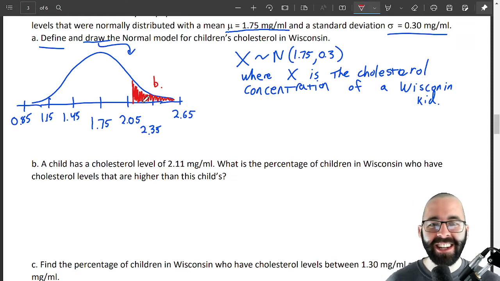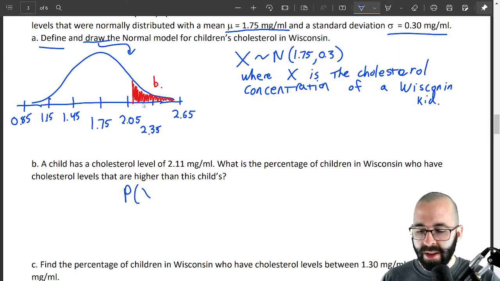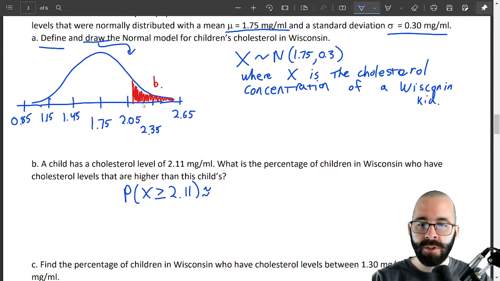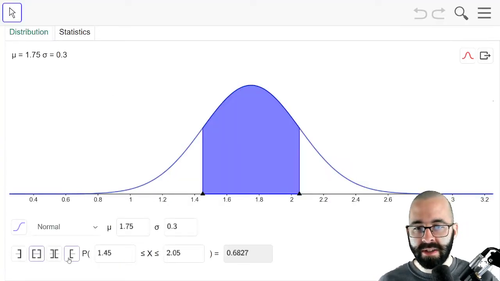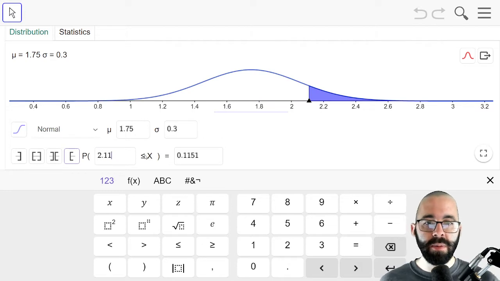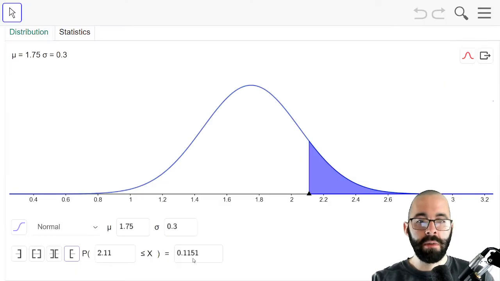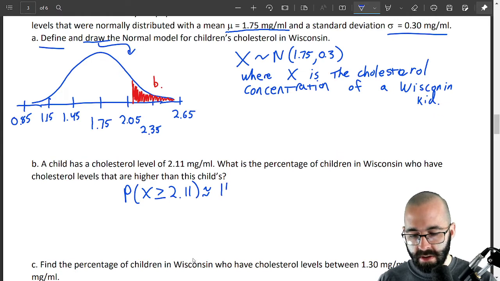All right. What percentage are bigger than or equal to 2.11? So how do we write that down with math before we actually use GeoGebra? The probability that X is at least 2.11. There we go. Let's type that into GeoGebra. Go over here. We want to see the right tail, 2.11. Well, it says about 11.51%. Is the picture about the same as that red area? Looks about good to me. 11.51%.